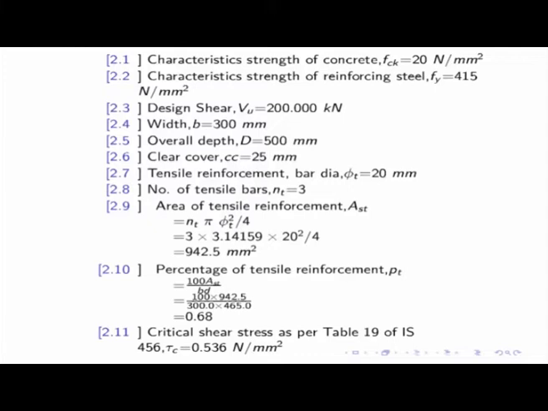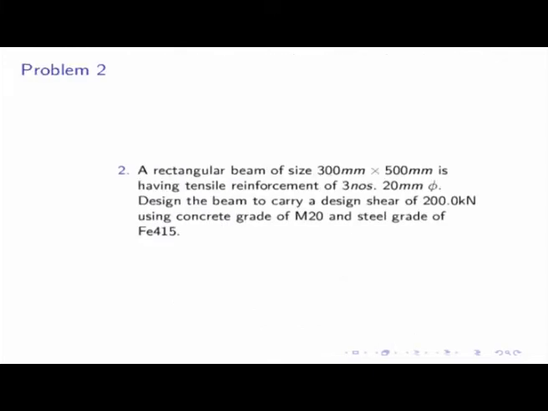So now, characteristic strength of concrete again fck 20 Newton per square millimeter, characteristic strength of reinforcing steel fy 415 Newton per square millimeter, design shear 200 kilonewton, width 300 millimeter, overall depth 500 millimeter, clear cover 25 millimeter, tensile reinforcement provided 3 numbers of 20 millimeter. That we have already told, because first we check the bending.